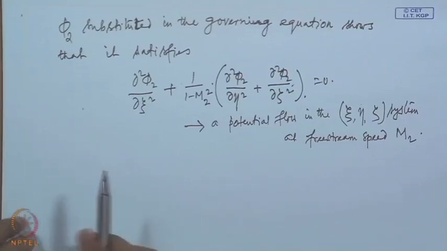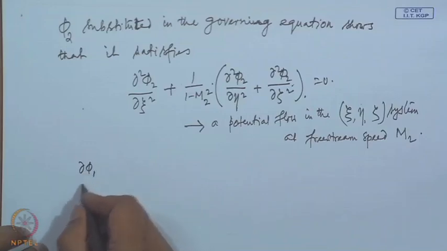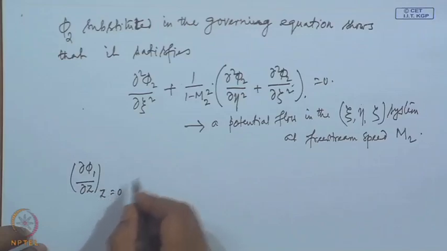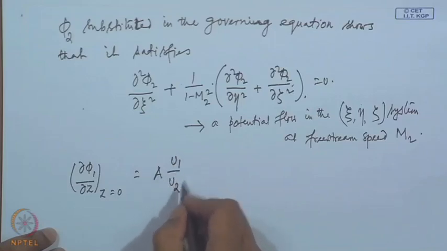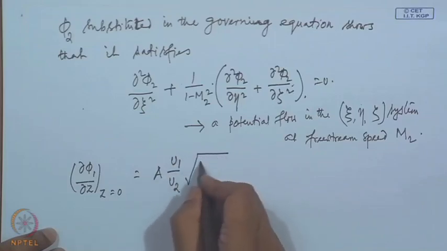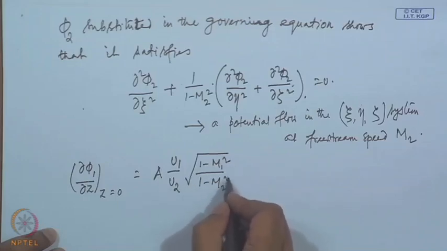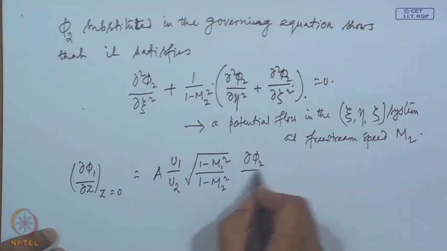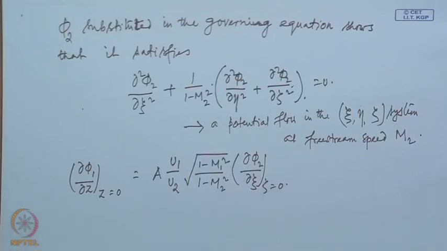Now, if we try to relate the boundary conditions, what we get is d phi 1 d z at z equal to 0 is same as A into u 1 by u 2 root over 1 minus m 1 square by 1 minus m 2 square d phi 2 d zeta at zeta equal to 0.